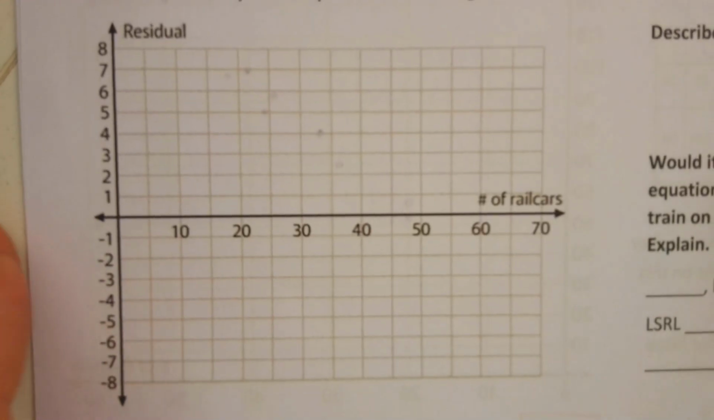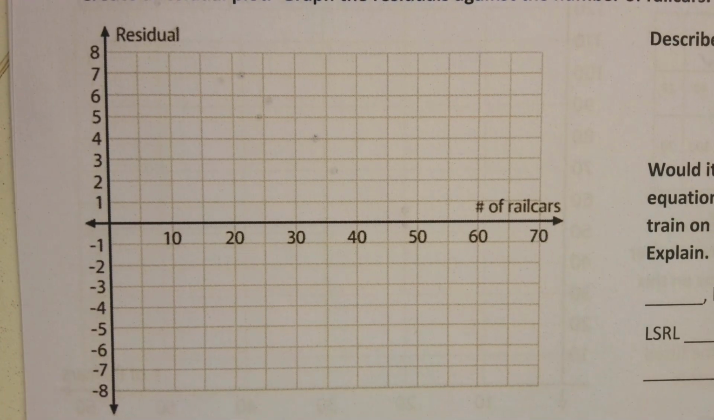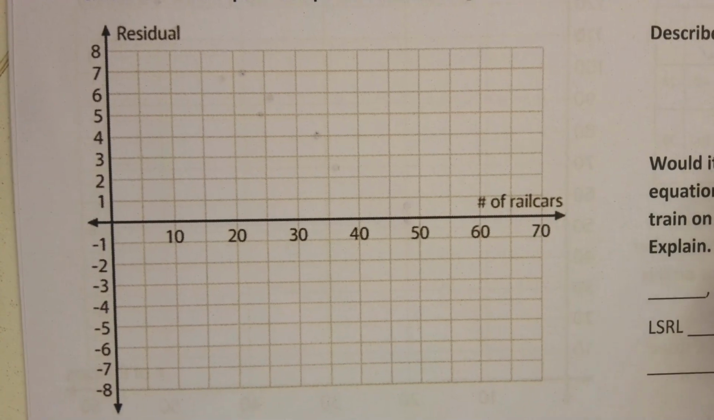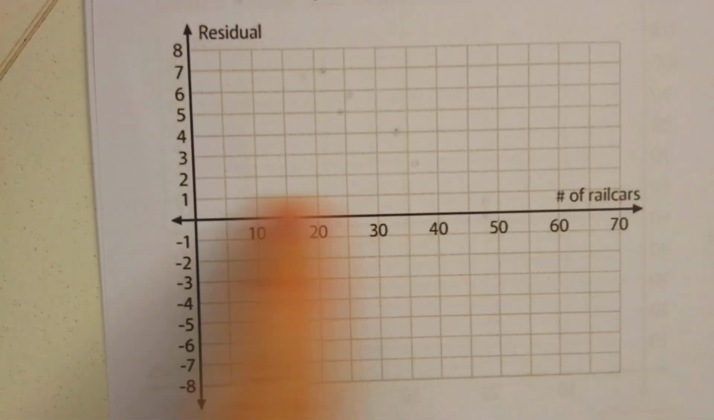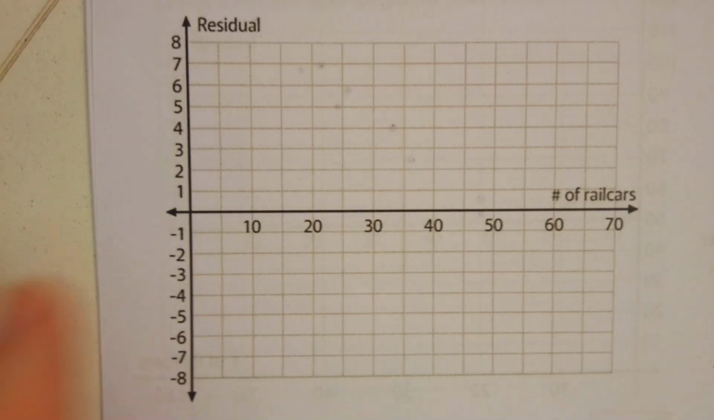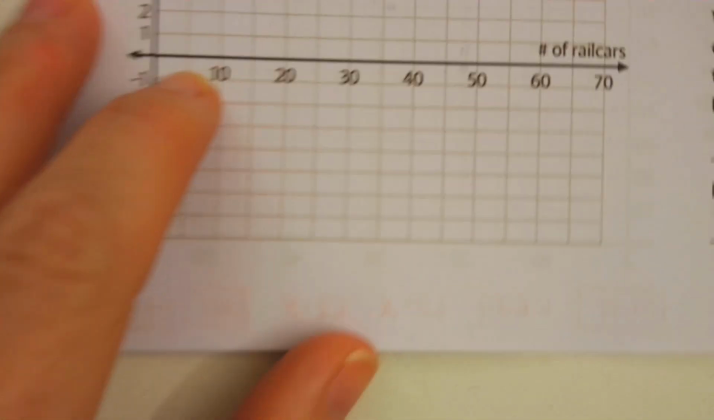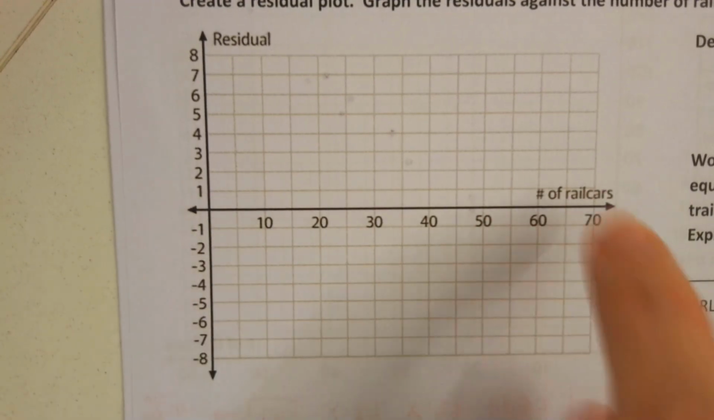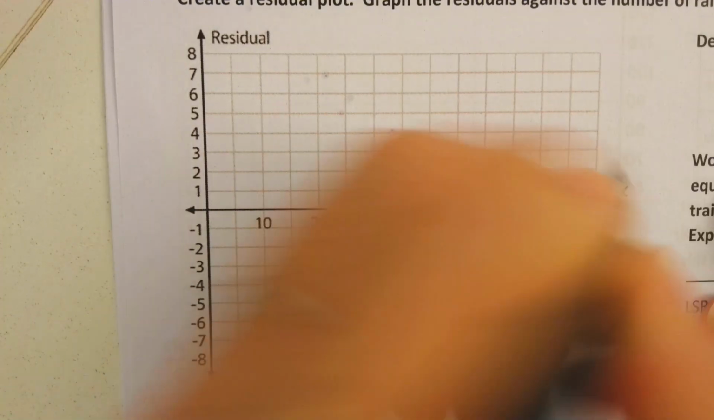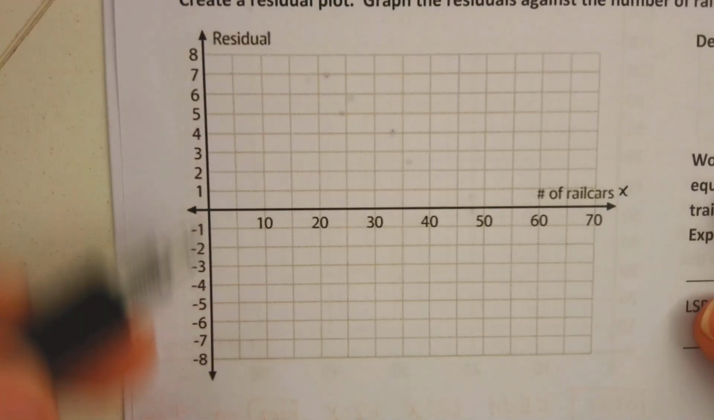Alright, once you have your residual table, you can create what's called a residual plot. It is technically an X and Y coordinate plane, but it usually is just a little bit of positives, a little bit of negatives, and then your X value right here. So we're graphing the residuals against the number of rail cars. We're going to take the X value, which was number of rail cars, and plot it with the residual that we found for that X value.